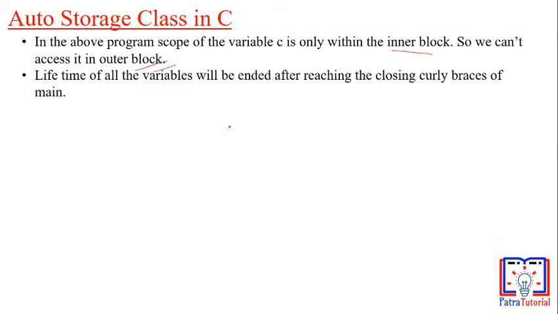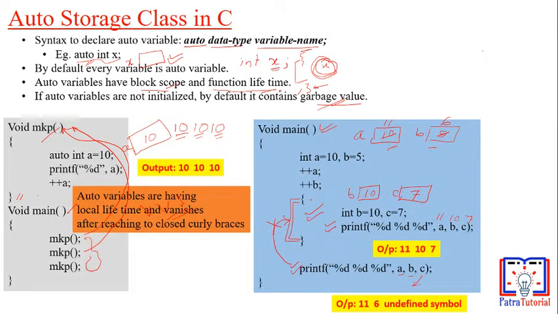Next point is the lifetime of all the variables will end after reaching the closing curly brace of the main function. So look at this one: a, b, and c. All variables will vanish after reaching this closing bracket, because all the variables are auto variables.